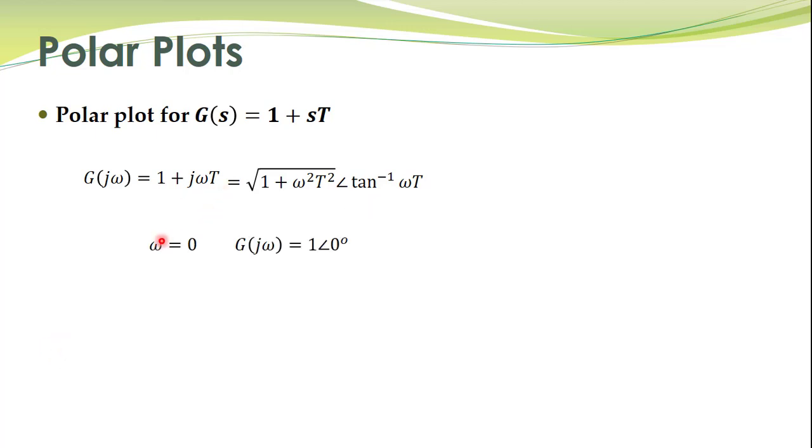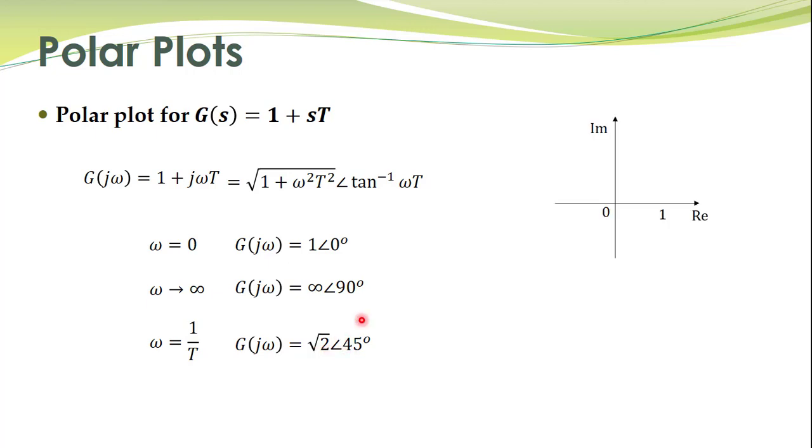So we can determine a few points. For example, omega equal to 0. What is the situation? If we substitute omega equal to 0, we have a real number which written in polar form, we have 1 angle 0 degrees. And corresponding to omega equal to infinity, what is the magnitude? Of course, for omega infinity, the magnitude of this complex number is infinity, and the angle is 90 degrees. We can determine a few more points. For example, this point is more convenient, and corresponding to this point, the magnitude is square root of 2 and angle 45 degrees.